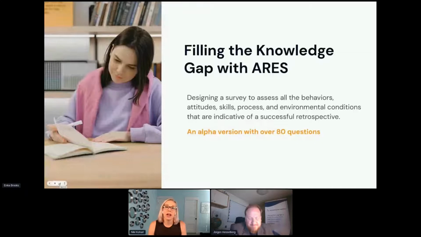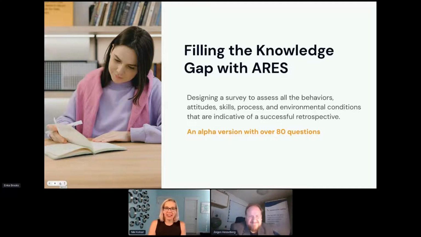So we really took a lot of time to develop that initial pilot survey. The initial alpha version of the survey that we tested had over 80 questions, so a lot. We tapped into everything from team dynamics and organizational culture to things like facilitator skills and individual perceptions of retrospectives, the facilitation process in the meeting itself, and following up on action items after the retrospective to create that continuous improvement. So it was quite a list of things, to say the least.